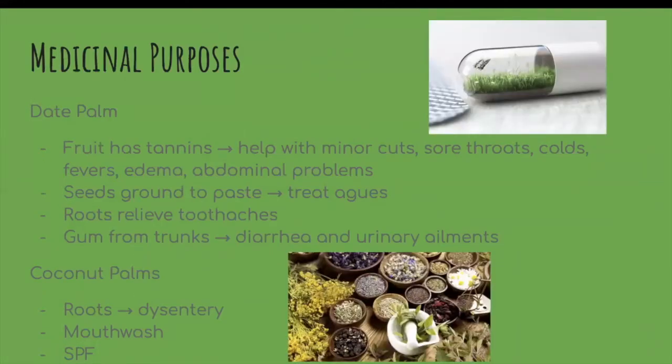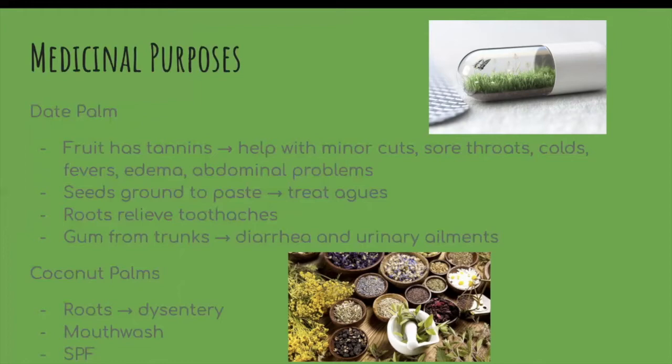There are a lot of medicinal purposes. A couple of the ones that I found are with the date palm. Their fruits have tannins, so they can help with minor cuts, sore throats, colds, fevers, edemas, abdominal problems. The seeds can be ground into a paste and treat aches, which are fever and shivering fits. The roots can help to relieve toothaches, and the gum from trunks can also help with diarrhea and urinary ailments.